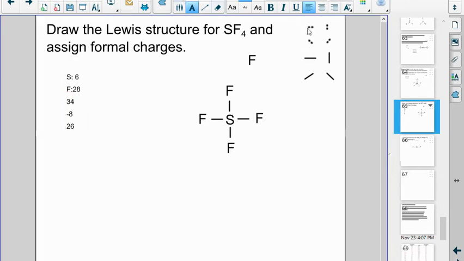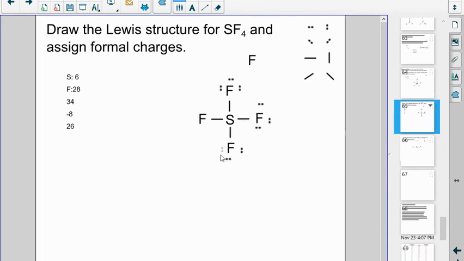So I'm going to put 6 around each fluorine. That's 6 times 4 fluorines, so that's 24. So I'm going to have 2 electrons left. Where am I going to have to put them? I'm going to have to put them on the central sulfur, even though it looks full, right? I have those 2 electrons left to place.